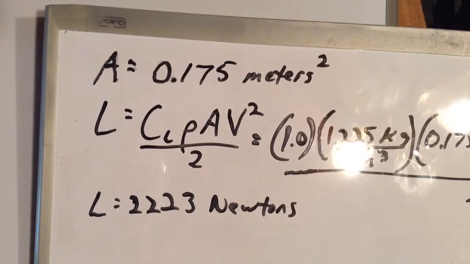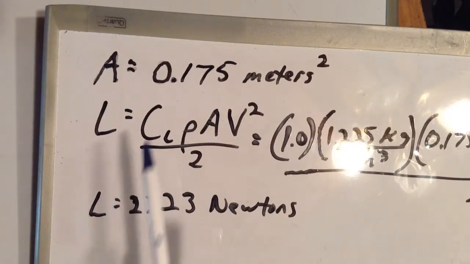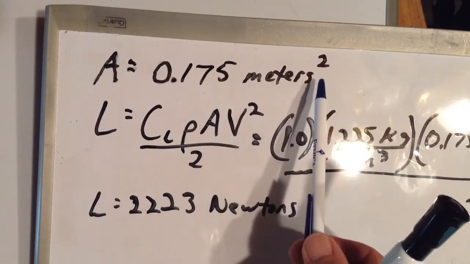This is Calculus Part 13 of our Aeronautical Engineering course. You may have noticed at the end of Part 12 that I made a mistake. We were talking about the area of a propeller being 0.175 meters squared.